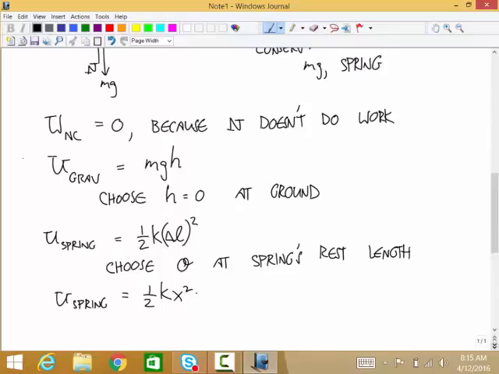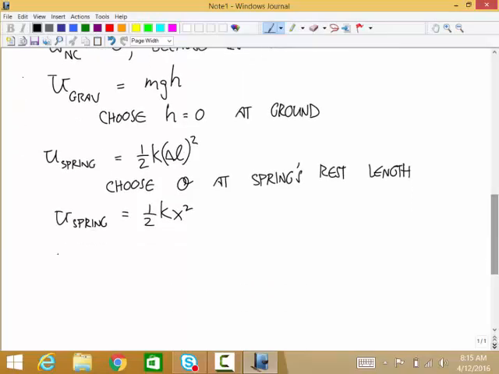Since delta L is a distance from the spring's resting length, and we chose our x equals 0 location to be at the spring's resting length, then any x value is just telling you how far you go from the 0 position, from the resting length. There is the issue of pluses and minuses, but since delta L is squared, it doesn't matter. Delta L positive or delta L negative, you get the same thing when you square it.